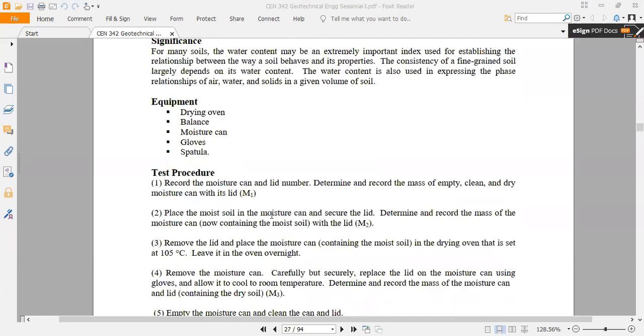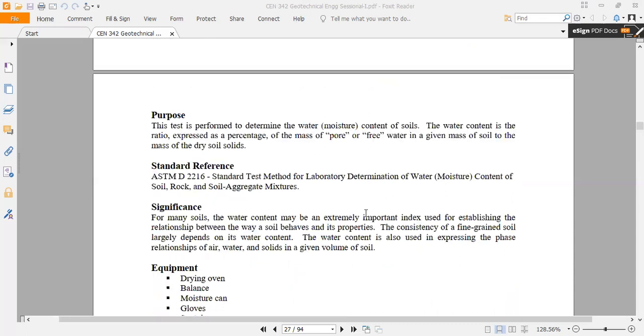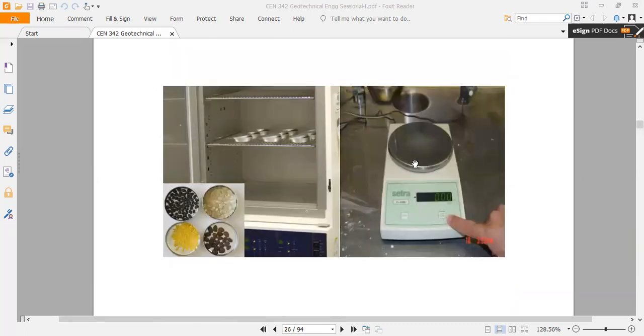The second step: place the moist soil in a moisture can and secure the lid. We have to collect the soil sample from the study area, from the field where the construction is going on. That is the moist soil sample that has water inside itself. We put the sample in a moisture can and close it with its lid carefully. Then we have to take another measurement.